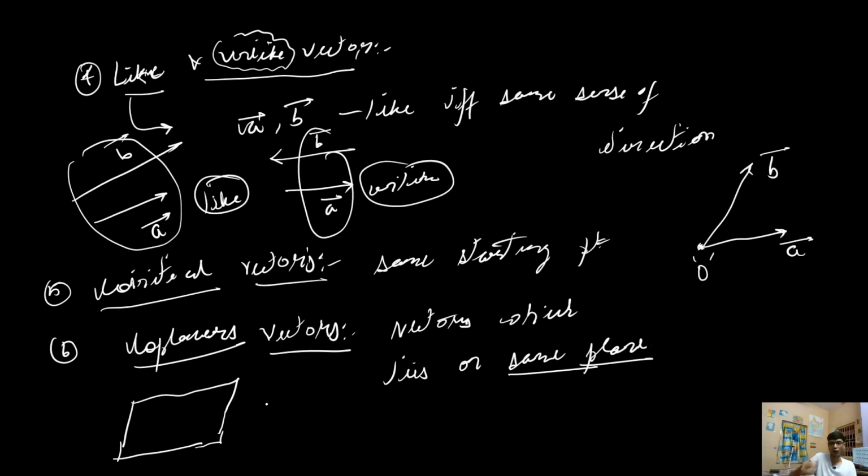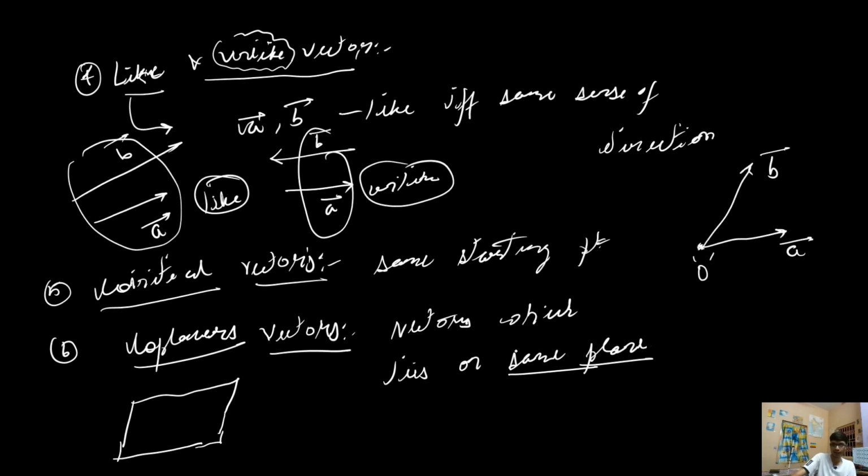Any two vectors are always coplanar, but if three vectors are present, we say the three vectors are coplanar if and only if the scalar triple product is 0. The scalar triple product is a concept that I will take up once I cover the dot product, scalar product and vector product, and after that we move on to the scalar triple product and vector triple product. So coplanar vectors are vectors which lie on the same plane.